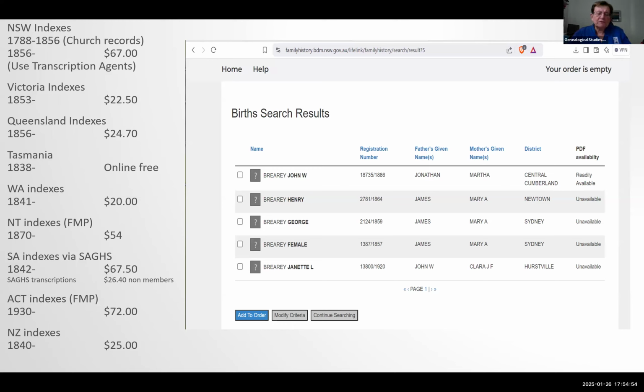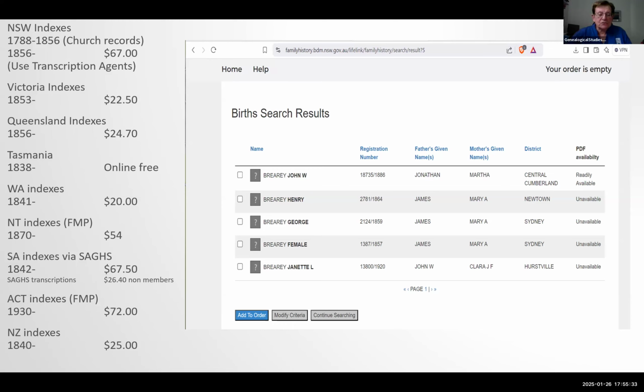Before that, if you had someone living in Northern Territory, it was part of South Australia, and you will then have to go to the South Australian indexes. South Australia do not have their indexes online. What you have is the South Australian Genealogical and Heraldry Society, which has the early registers on microfiche. They have transcribed those, and you can buy transcriptions from the Genealogical Society itself.